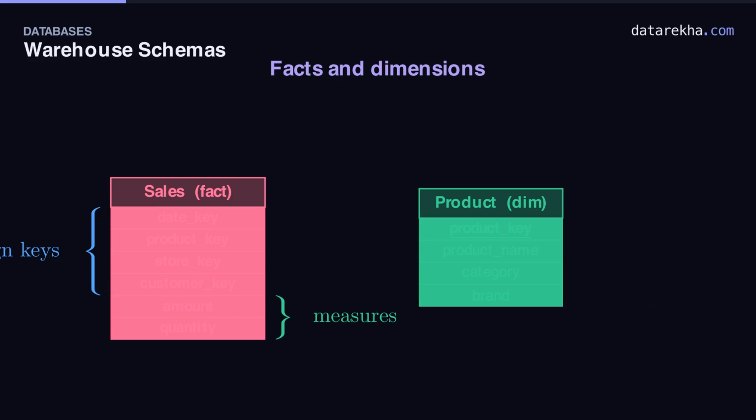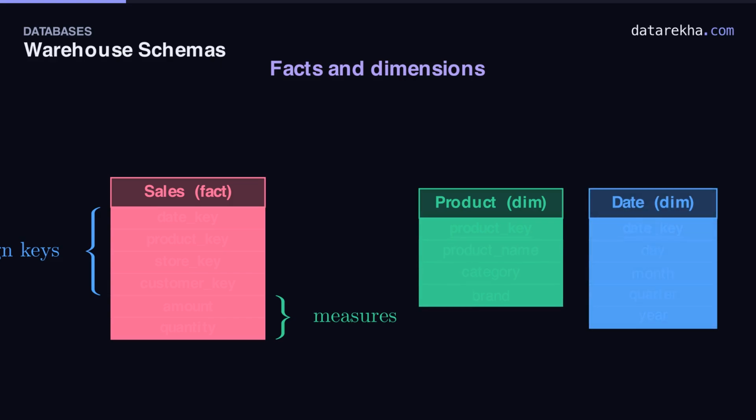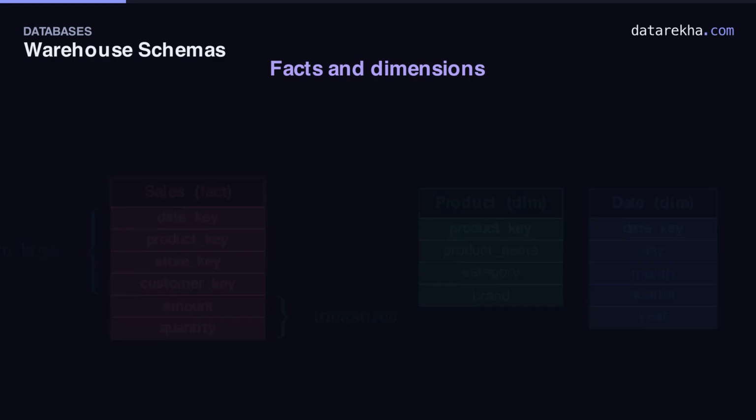Second, the dimension tables. These carry the descriptive context. The who, what, when, where. Product holds name, category, brand. Date holds day, month, quarter, year. Wide, full of words, and relatively small. Every foreign key in the fact points into one of these. Hold that contrast in your head. Fact tables are numbers you aggregate, plus keys. Dimension tables are descriptive text you filter and group by. Numbers in the middle, words around the edge.